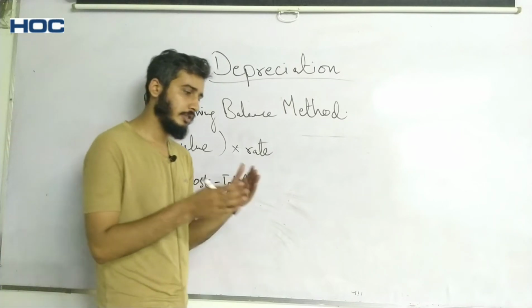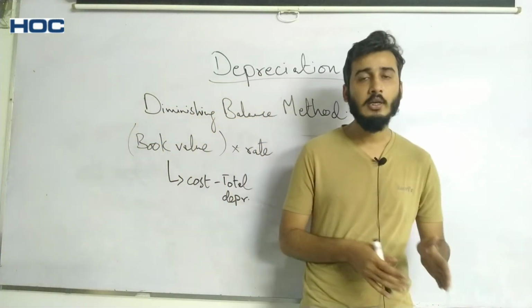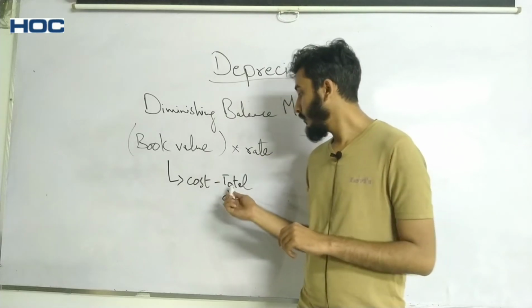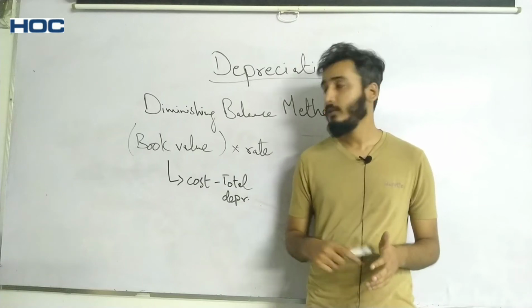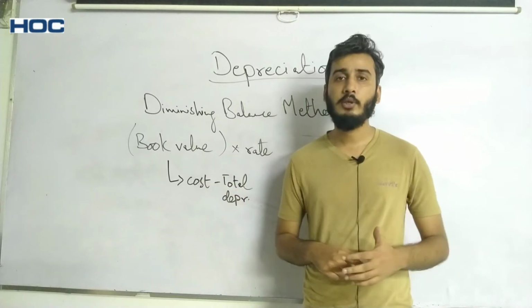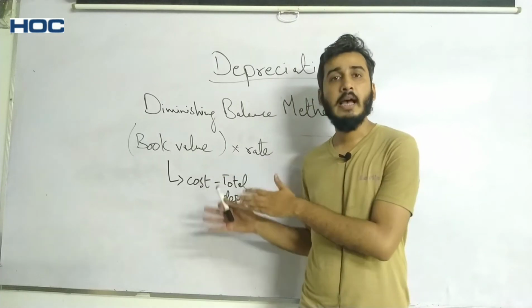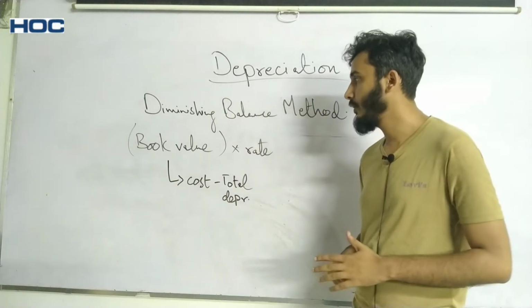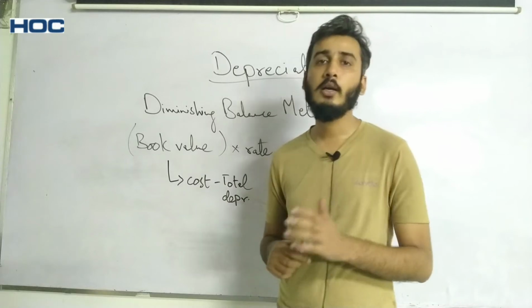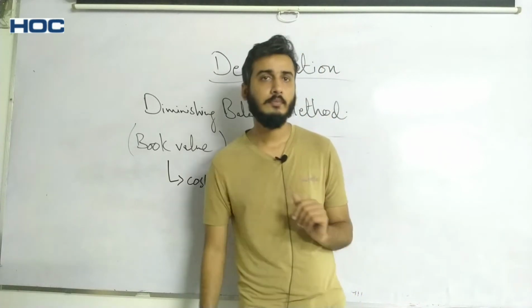So if I am standing at the end of the second year, by deducting the total depreciation till the second year from the cost, I will get the book value of the same year. And by multiplying that with the rate, I will get the depreciation for the next year. Now let's move forward to an example of this.